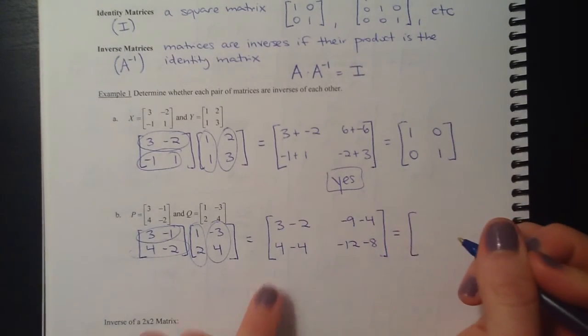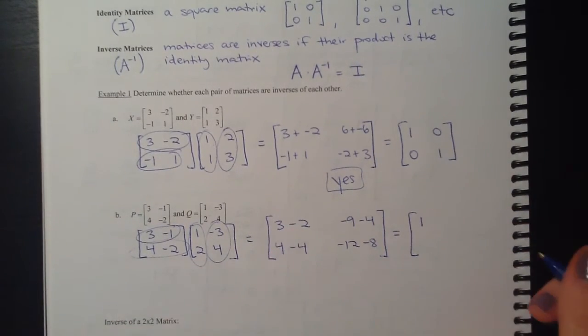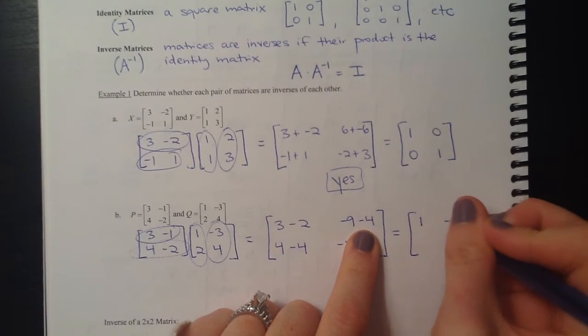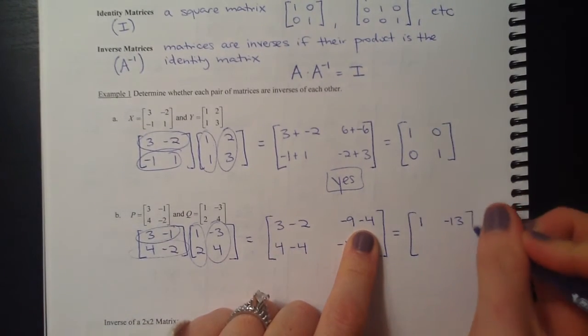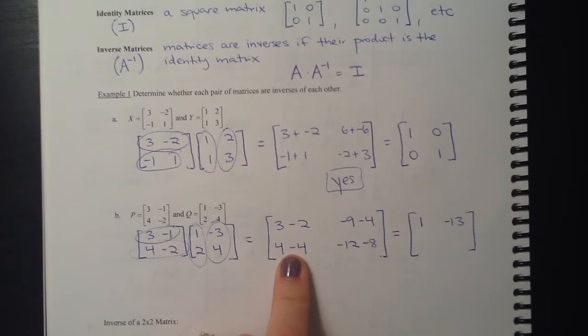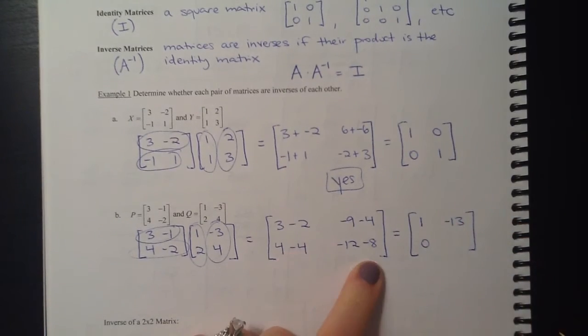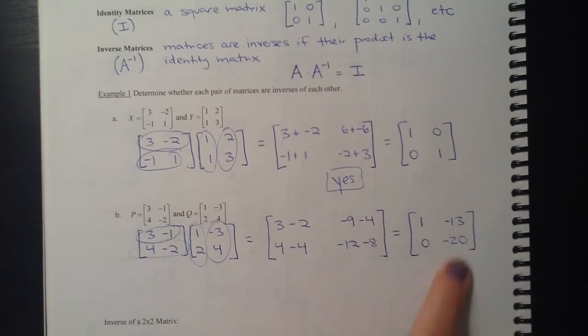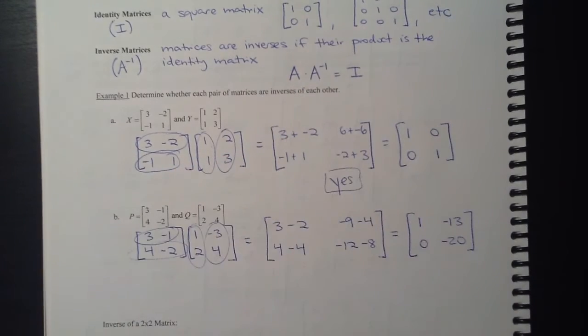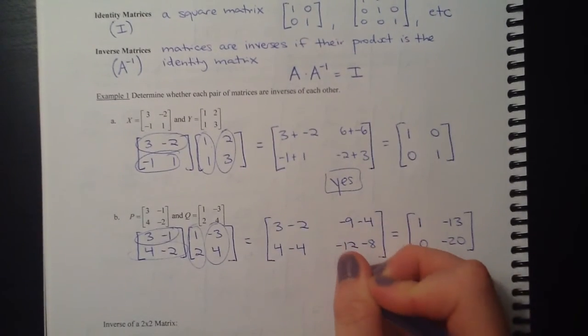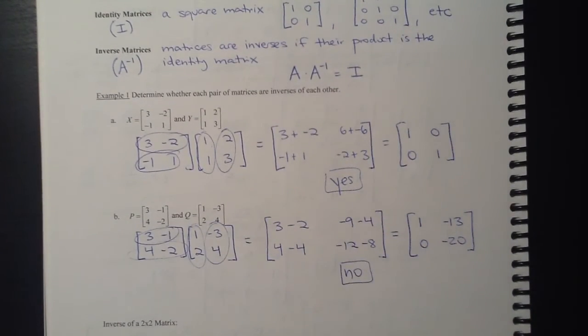Okay, so combine these up. 3 minus 2 is 1. And then this gives me a negative 13. So I know as of this point that they're not inverses of each other. But finish it off. We got 0 and negative 20. So this is definitely not the identity matrix, which means that no, these ones are not inverses of each other.